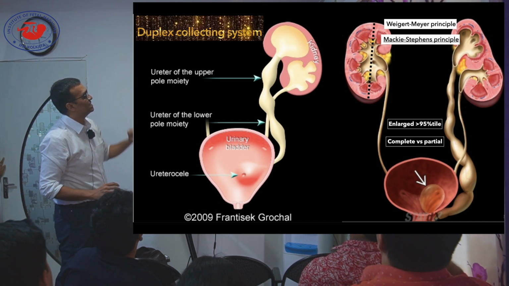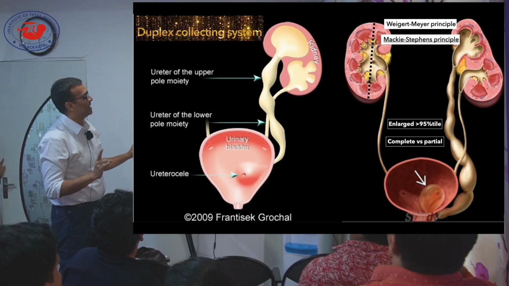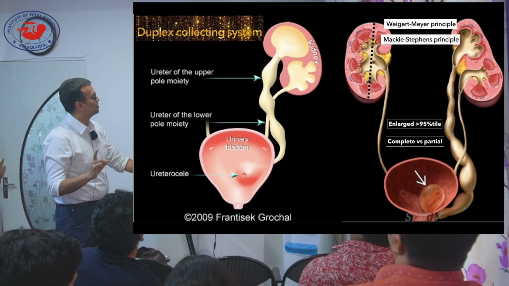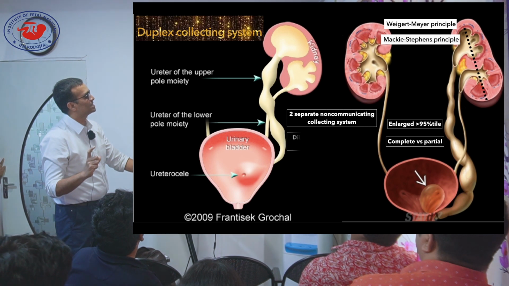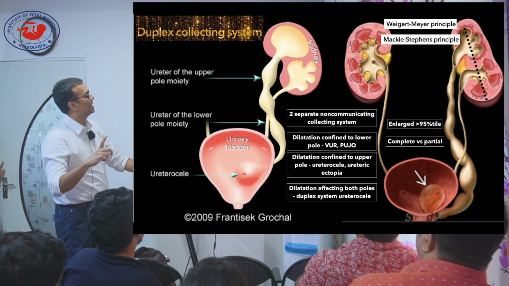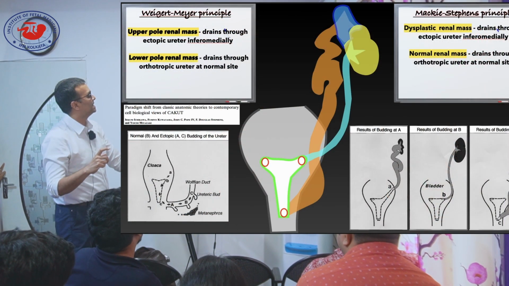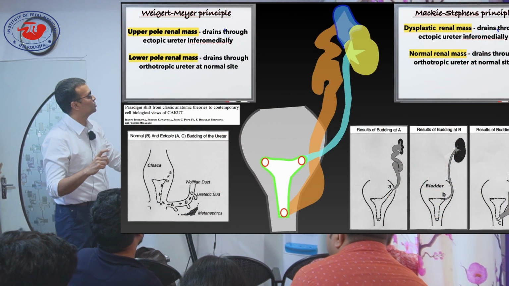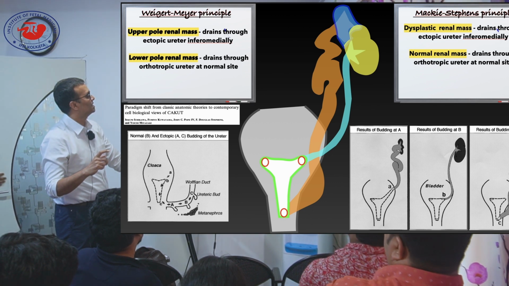So why upper moiety? That we don't know, but mostly. And I will give you just one more hint: whenever you look at a duplex collecting system, you will feel the kidney is a little bit enlarged. It will be more than the 95th percentile. This is just to show you how the duplex collecting system works.